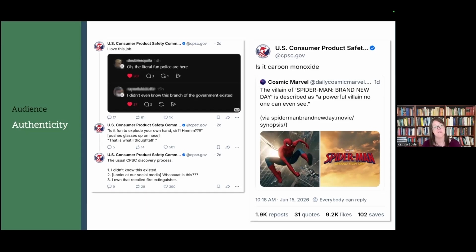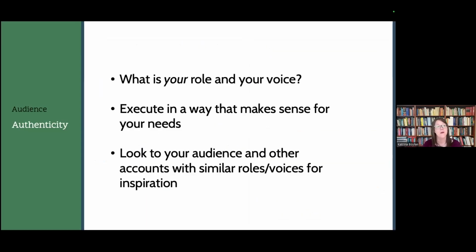It doesn't feel authentic to me. So I just want to be very clear about the fact that we don't all need to be this, right? There are places and times for lots of different voices. And so I am glad the CPSC is out there doing something that isn't right for us because they are definitely reaching an audience that we wouldn't reach.